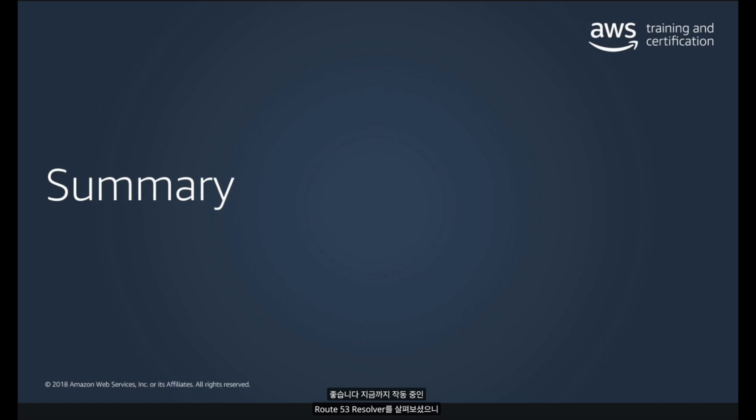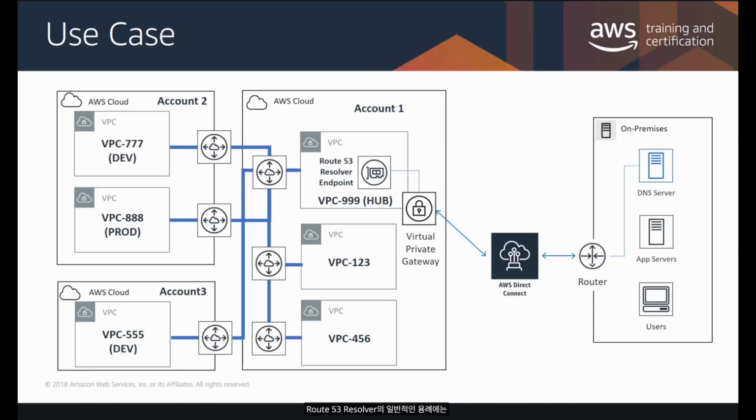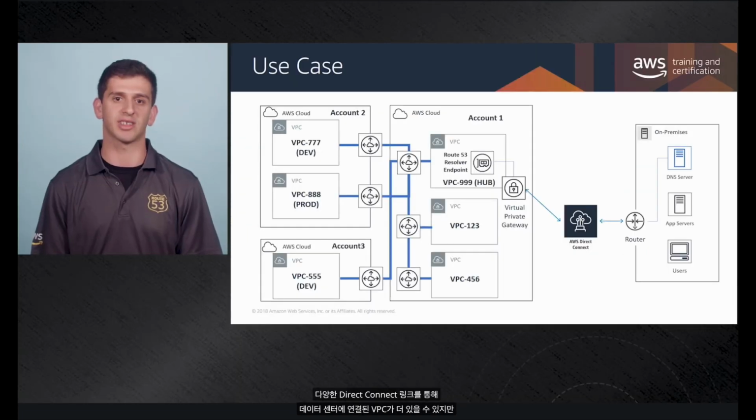All right, now that you have seen Route 53 Resolver in action, let's take a look at a typical use case and some key takeaways before we wrap things up. The typical use case for Route 53 Resolver involves multiple peered VPCs belonging to multiple AWS accounts in an AWS region. As you can see, the customer has a direct connect link between one VPC and their data center. You may have more VPCs connected to your data center over different direct connect links, but Route 53 Resolver only requires one direct connect link.